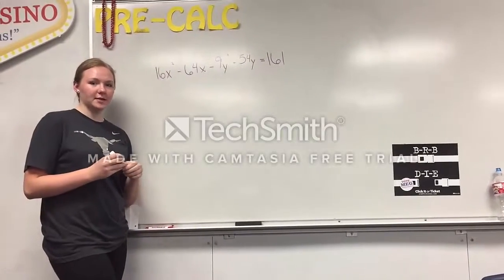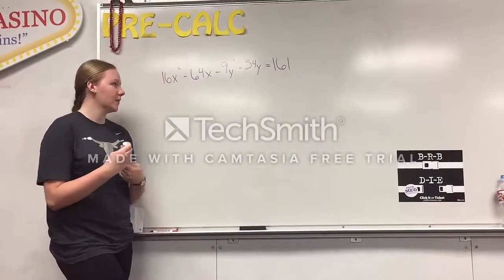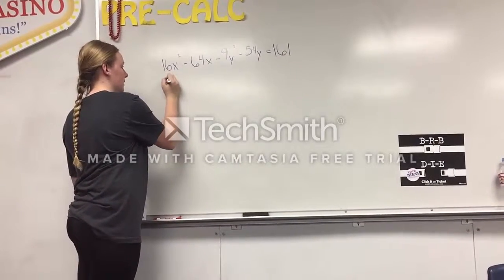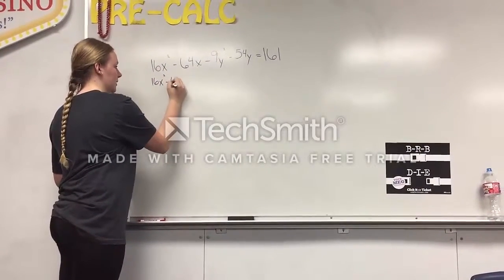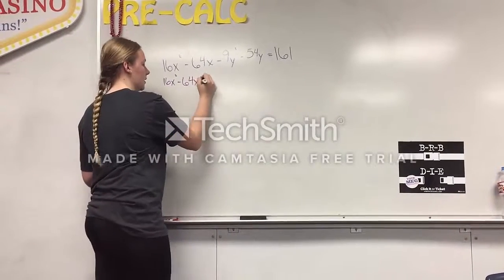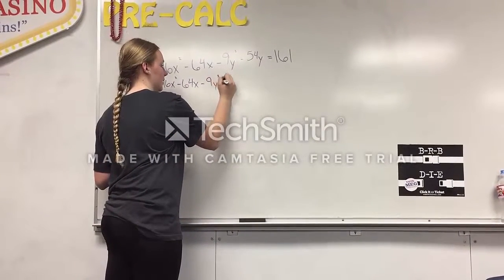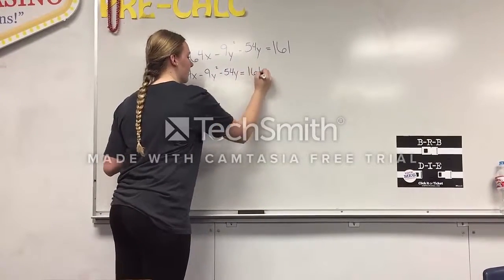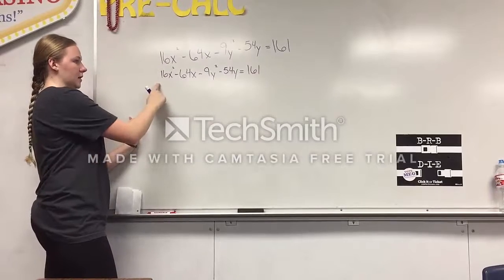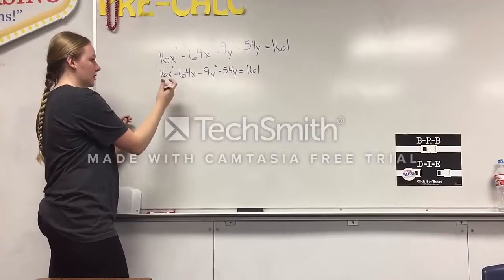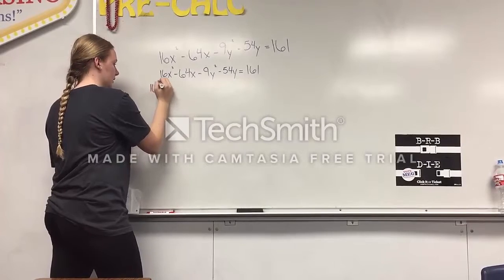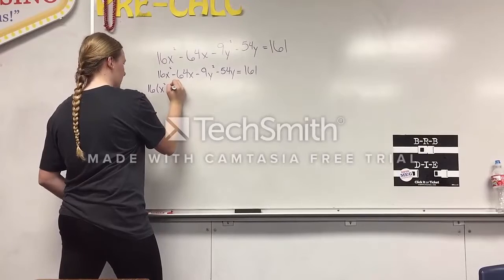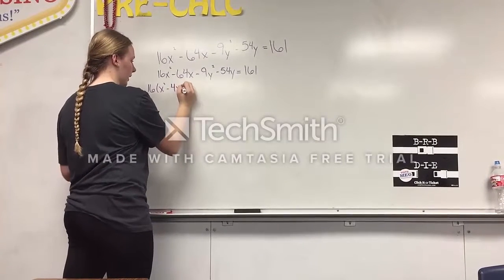Today we're going to be finding the standard form from the general form of a hyperbola. So first off, we're going to put the x's and the y's together. So 16x squared minus 64x minus 9y squared minus 54y equals 161. Next we're going to pull out the 16 from the x's. So 16 times (x squared minus 4x plus a blank).